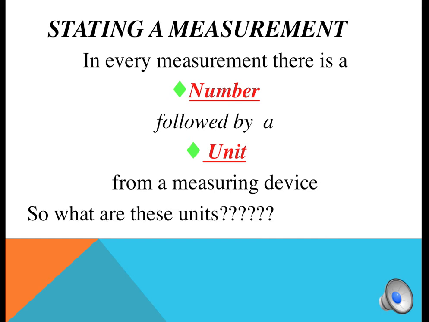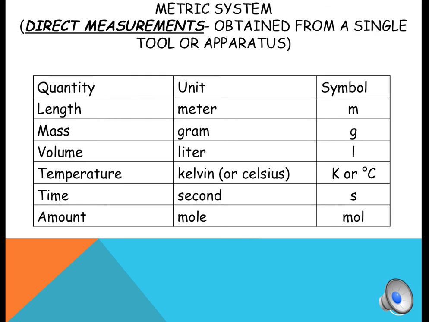So what are these units that we need? We have direct measurement, so they're obtained from a single tool or apparatus. The table has the quantity in the first column. The center column is the unit, so that's what we're going to use to label our numbers. And then the symbol, that's the abbreviation for those units. So if we're measuring length of an object, we want to use a meter, and its symbol is m. If we want to measure the mass of an object, its unit is gram with the symbol of g. When measuring the volume, we use liter and the symbol is L.